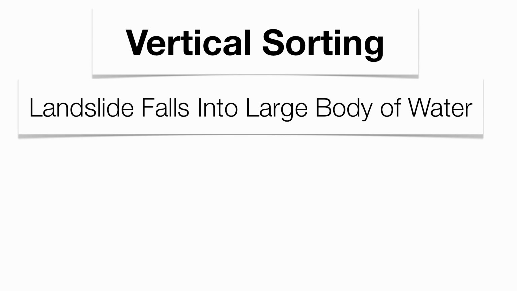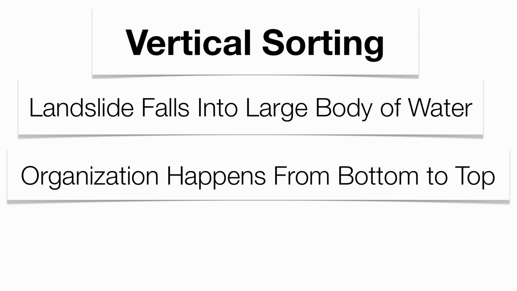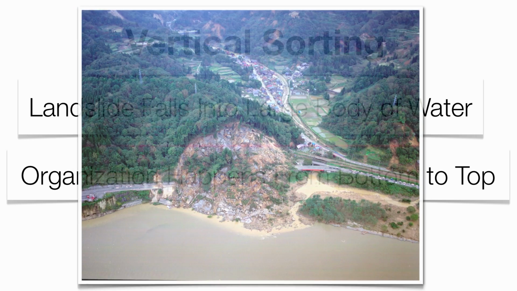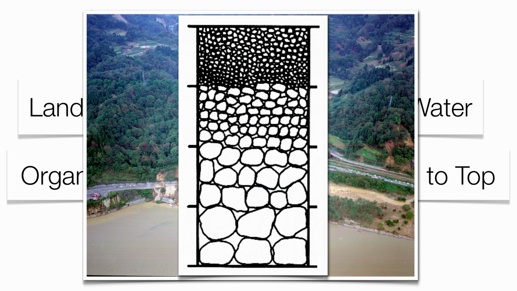You can also get sediments organized vertically as well. So this is what is going to happen when you get a landslide that happens next to a big body of water. Once that landslide falls into the water, your sediments are going to organize themselves from bottom to top. So your organization is going to be in a vertical manner compared to a horizontal manner. So there's a picture of what a landslide might look like next to a larger body of water, and that sediment might organize themselves a little something like this.